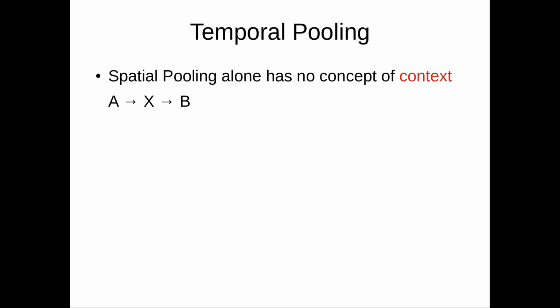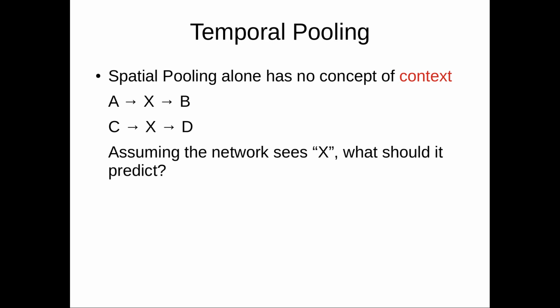Now let's just say we teach our network this. And now our network sees X. What would we want it to predict? Well, if it saw A before, we would want it to predict B. And if it saw C before, we would want it to predict D. And this is exactly what we can do with temporal pooling. It allowed the network to understand context, to remember previous events.